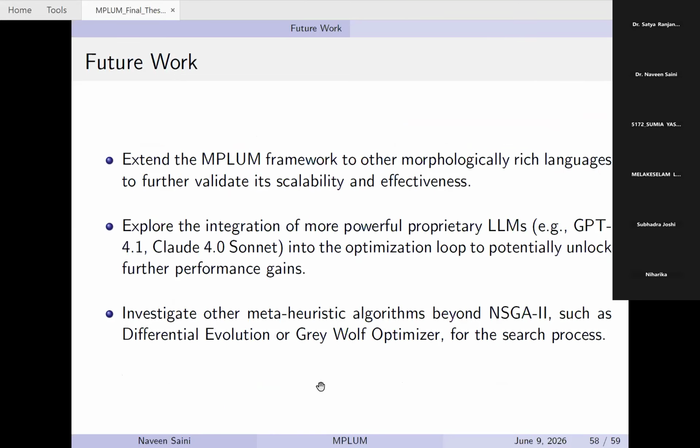I already discussed that we are extending this to other LLMs and more languages, and we are also experimenting with other metaheuristic techniques like gray wolf optimizer and differential evolution, mayfly optimization. Because there are a lot of techniques that keep coming into the scientific publication houses, we keep exploring how much better this algorithm performs when we use a different metaheuristic technique.